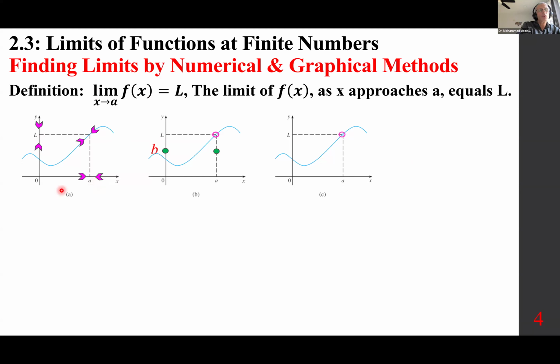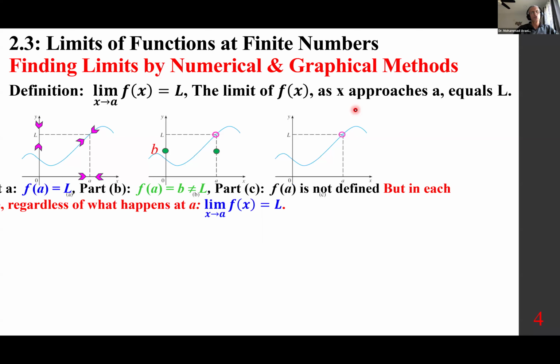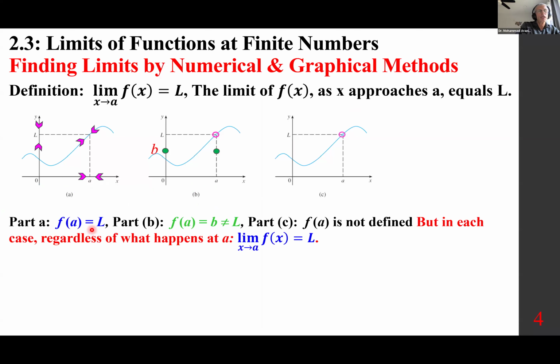However, what happens here is that f of a is also L, there is no hole. This one has a hole, and f of a is not equal to L. Because we have a solid dot, the answer is B. And in this case, f of a is not even known, it's not given. So we say it's not defined. So part A, f of a is also L. Part B, f of a is B, which is not equal to the limit L. And part C, f of a is not defined.